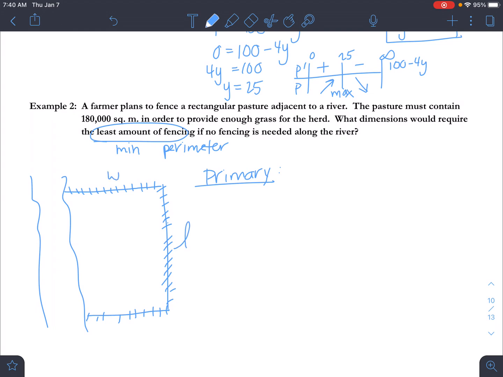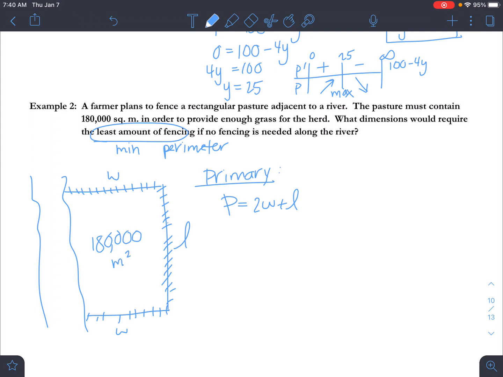And so if that's called W, this is called W. But it's not going to be straight up regular perimeter where it's 2L plus 2W. In this case, perimeter, we'll use P for perimeter, would be 2 of the widths and then only 1 of the lengths, since we don't need this side with fencing. Okay, remember, we need 180,000 square meters contained.